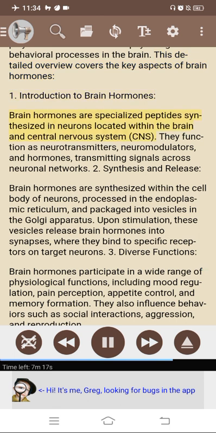1. Introduction to brain hormones. Brain hormones are specialized peptides synthesized in neurons located within the brain and central nervous system (CNS). They function as neurotransmitters, neuromodulators, and hormones, transmitting signals across neuronal networks.